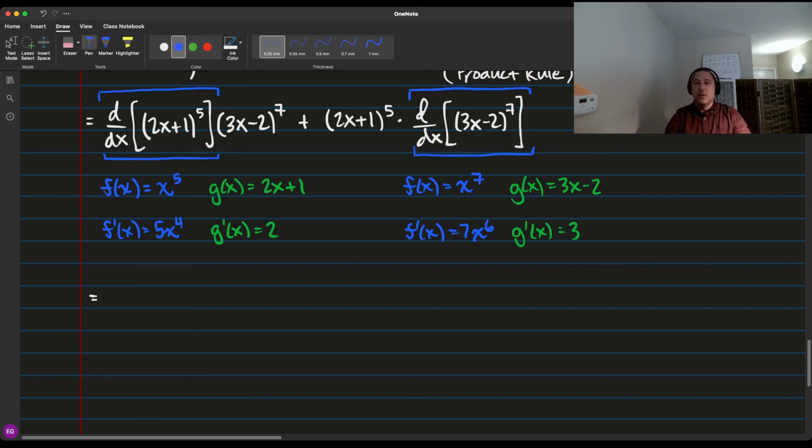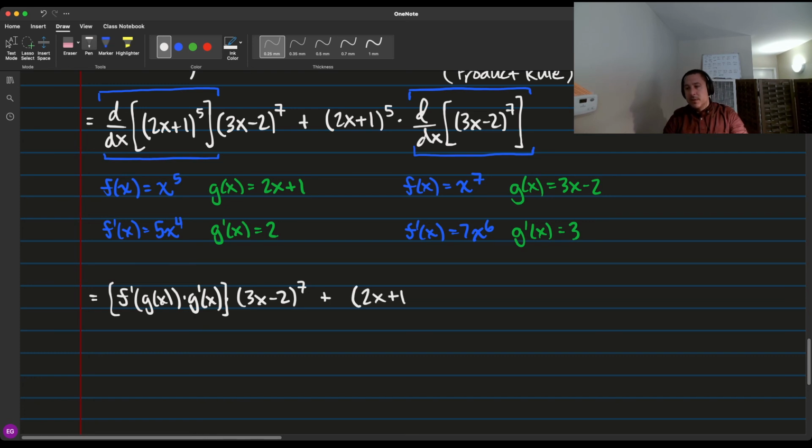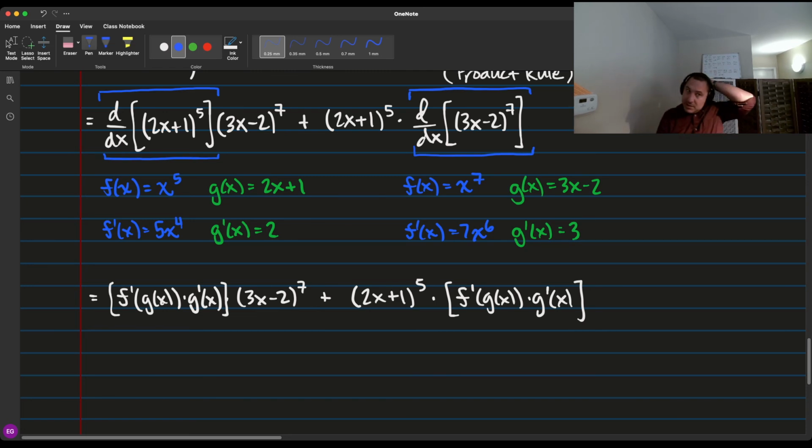Okay, so to use the chain rule, the derivative of (2x+1)^5, we're going to need f prime of g of x times g prime. And then that's going to be multiplied by (3x-2)^7. And then you're going to have (2x+1)^5 times, again, f prime of g of x times g prime. And now what we need to do is plug those things in. So let's simplify the chain rule part.